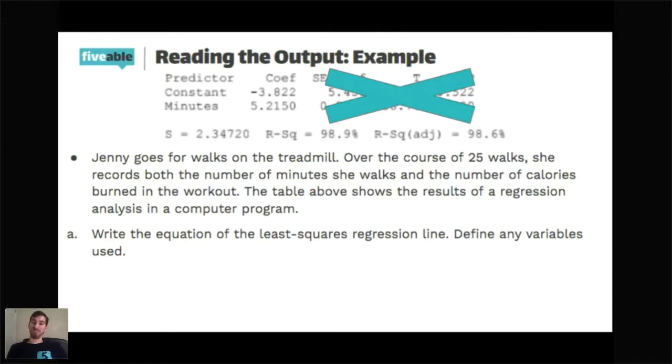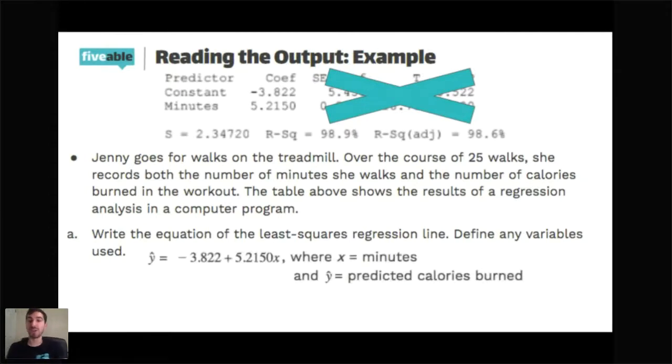And that is thorough. Predicted number of calories burned in workout equals negative 3.822 plus 5.215 times the number of minutes she walks. And Lauren, yours works as well. Okay, y-hat equals 5.215x minus 3.822. If you're typing this, make sure you put the hat on the y. Writing it, you put the hat on the y. So Lauren went this direction. Lauren, if you're going to do that, you'd want to make sure off to the side you label what your variables stand for.